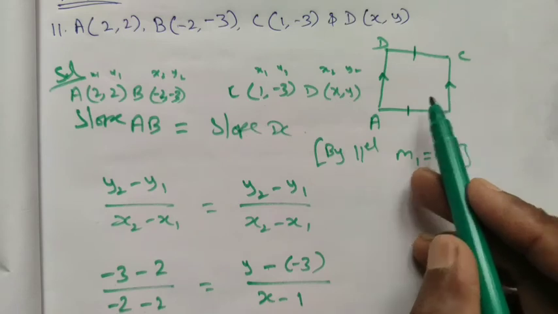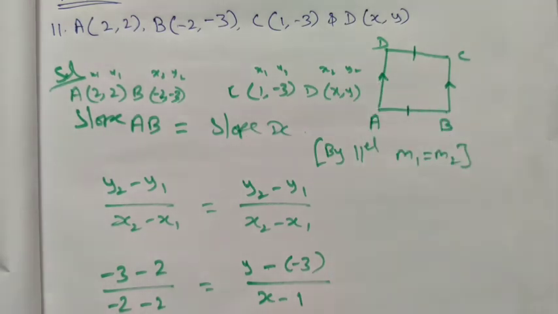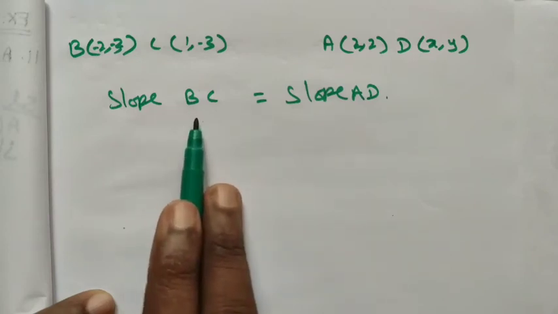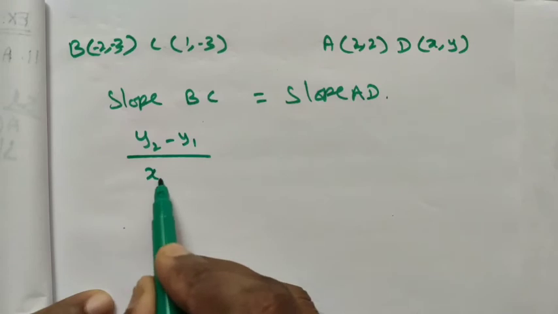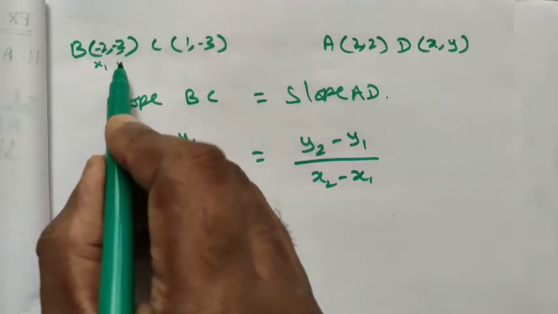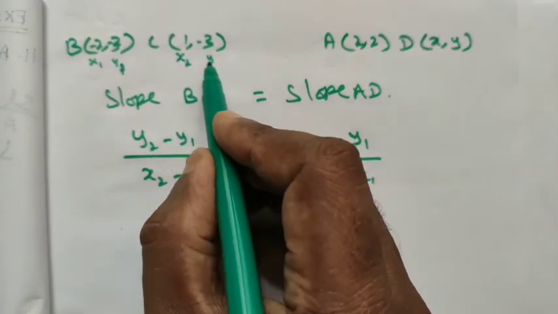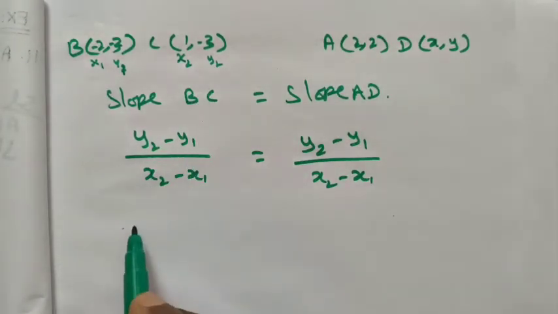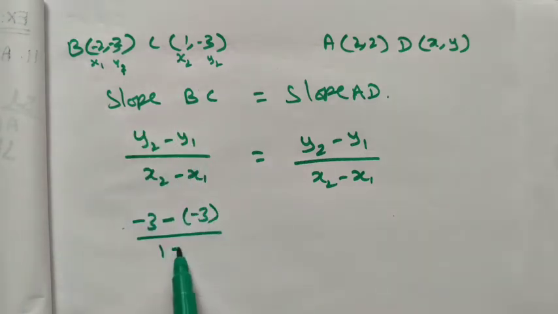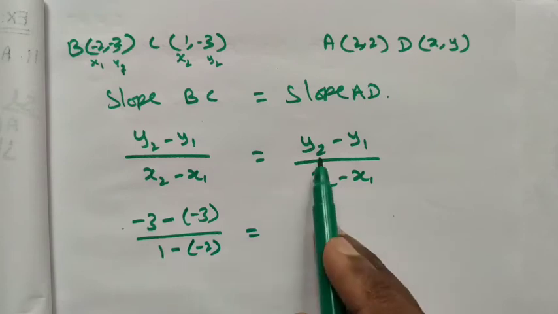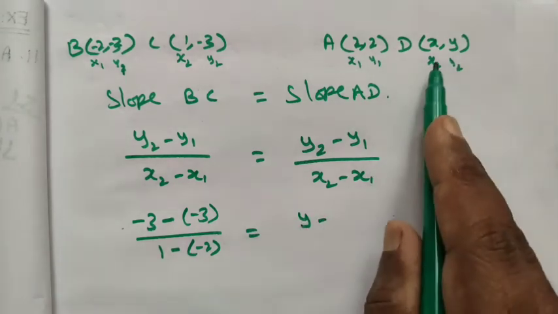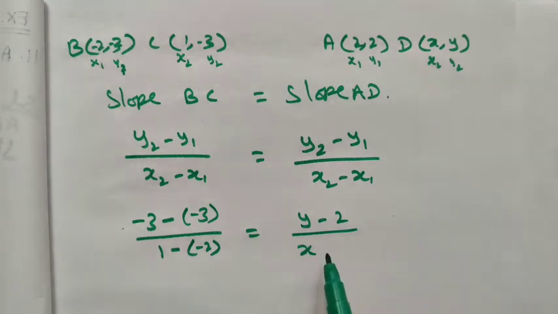Now on the other side we have BC is parallel to AD, the same formula. BC is parallel to AD. By the parallel condition, the slope M1 is equal to M2, right? The slope BC is equal to slope AD. We know the formula for this: when 2 points are given, it is y2 minus y1 divided by x2 minus x1. For this the first point is x1, y1 and then x2, y2, right? So now apply the values. Y2 is minus 3, minus y1 which is minus 3, divided by x2 which is 1, minus x1 which is minus of minus 2. For the other, the first point is x1, y1, second point is x2, y2. Now y2 is y, minus y1 which is 2, divided by x2 which is x, minus 2.